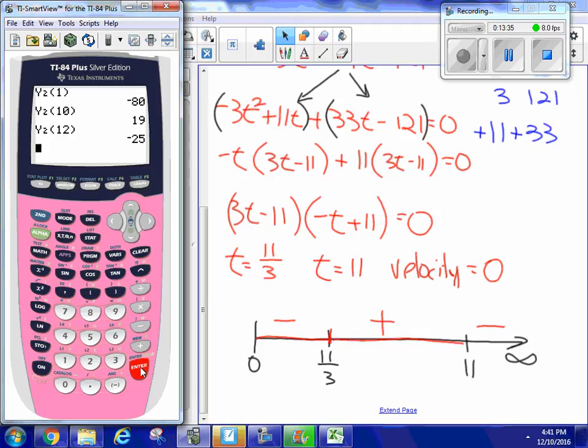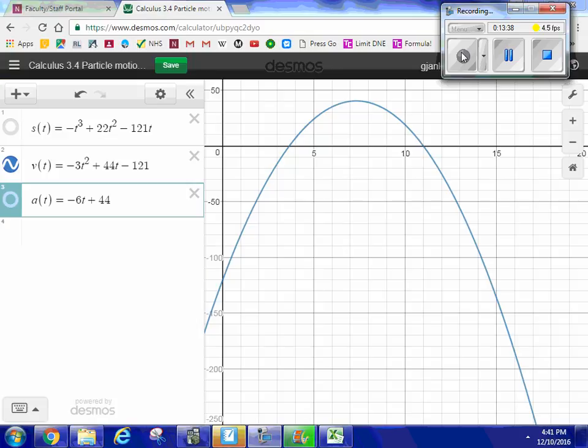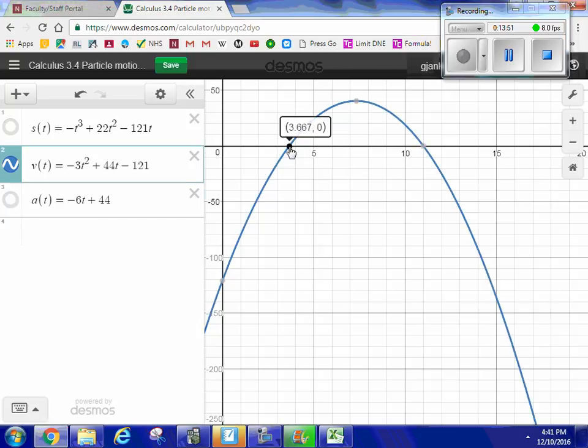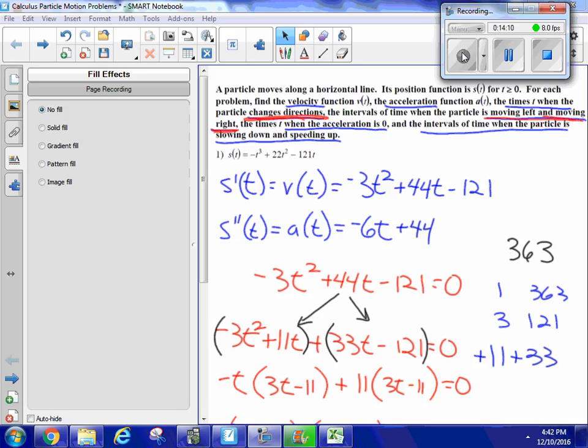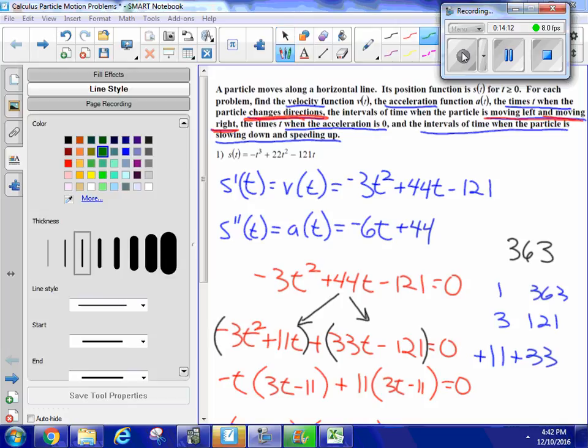And I could have seen the exact same thing on my Desmos graph. I've now got my velocity graph up there, and I can see that, well, here I am at 11 thirds, which is like 3 2/3 right there. That's 3 2/3. And here I am over here at 11. Those are my zeros. My velocity is going from negative down here to positive between there, and then my velocity again changes to negative. So I'm confirming it every which way, and I'm feeling pretty good about this problem so far. So I found out the times when the particle changes directions. That's the 11 thirds and 11.